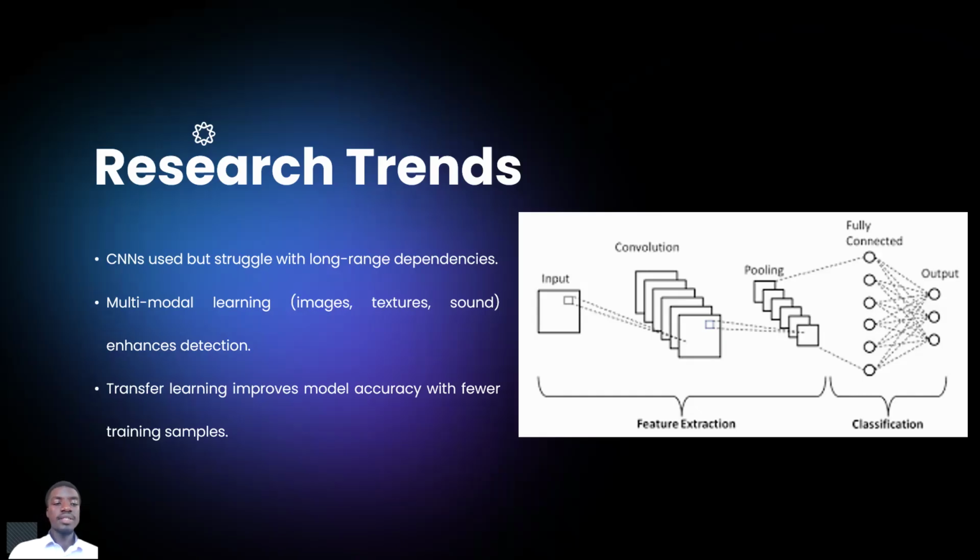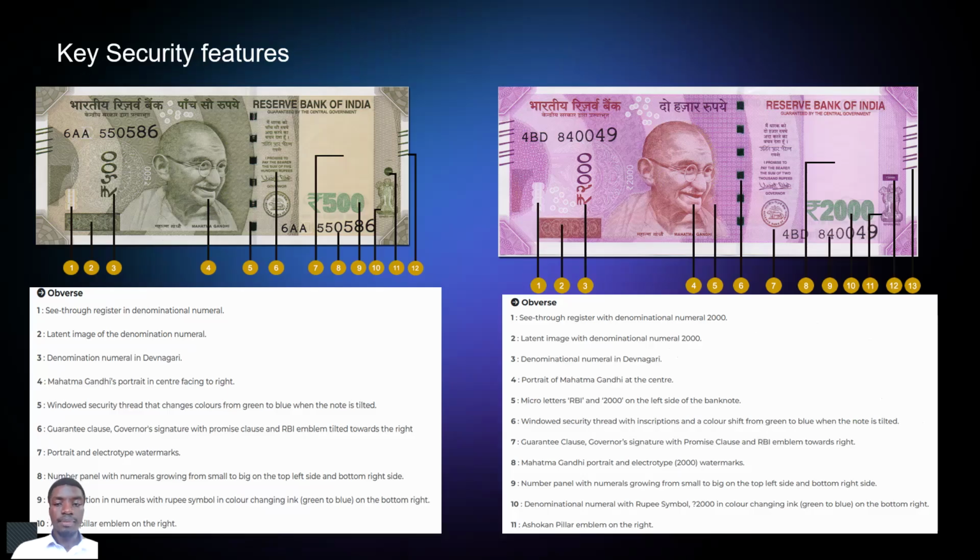And also the current research trends, we're having CNNs, convolutional neural networks. These are used, but of course they struggle with long-range dependencies. We're also having multimodal learning, some kind of hybrid, which combines images, textures, and sound, and this enhances detection. Also transfer learning, which improves model accuracy with fewer training samples. These are the features of the currency that we shall be working with.